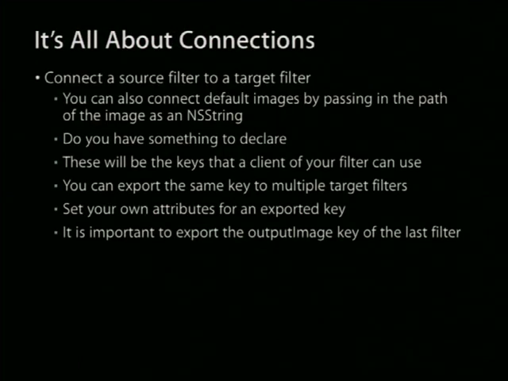Now, how does it work? It's all about connecting the filters. So when you want to do this, you need to connect basically a source to a target filter. The source can actually be already an image. This is something that I didn't show in this demo. But you can just provide a path, and then you have a default image. That's important when you use a filter that needs an environment map, for instance.